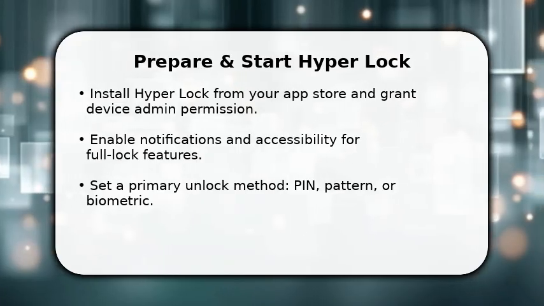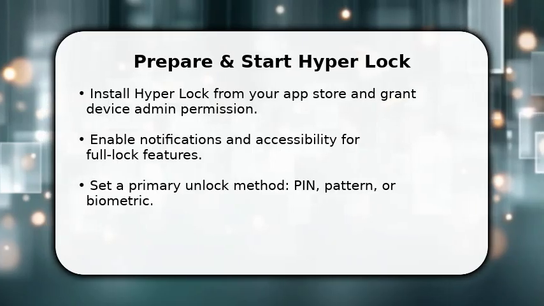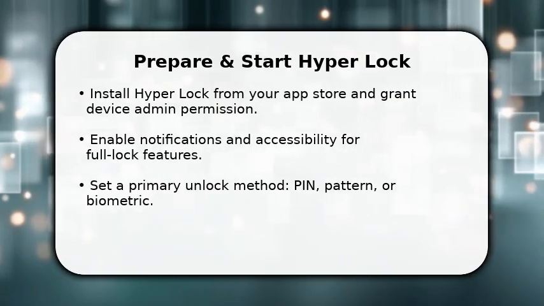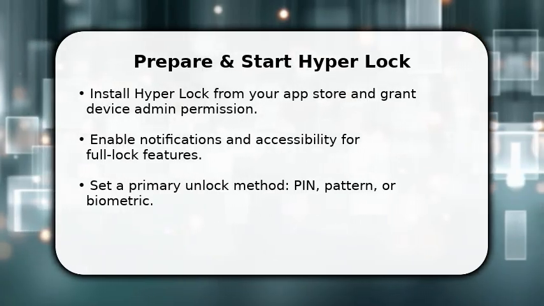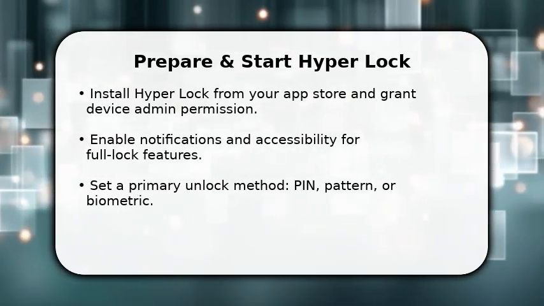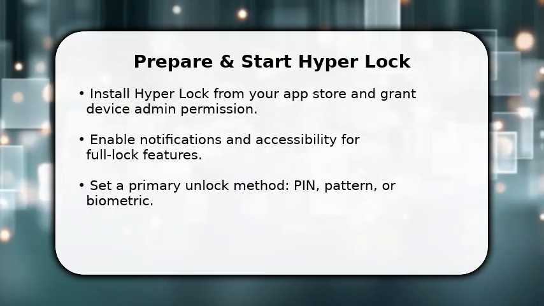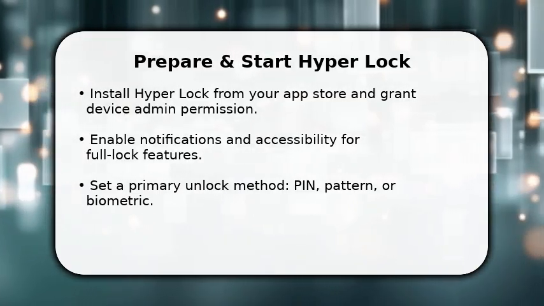You'll begin by installing HyperLock and granting the essential permissions so the app can control screen locking. Once done, enable notifications and accessibility access to allow auto-lock triggers and quick actions. This is required for features to work reliably.